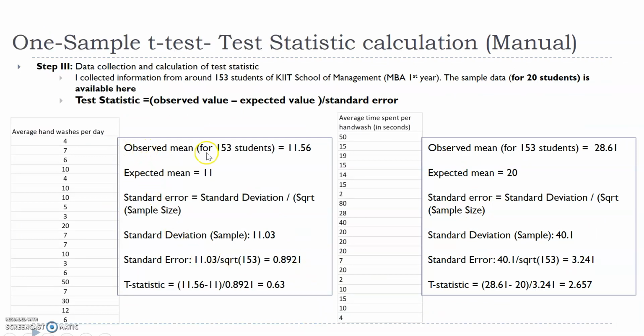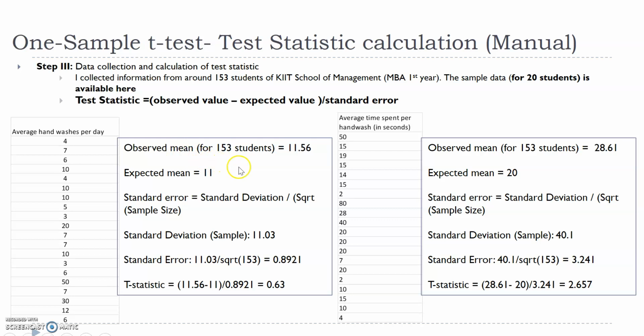Rather than remembering the formula, you should remember that whenever you are calculating test statistics, we are comparing our observed value with the expected value, right? What is the expected value? The expected value is the theoretical value which I got from some research papers or research communications. I have collected data from 153 students, as we discussed, but in this slide I have not shown all the details of the 153 students. I have just taken some representative numbers, 20 of them, but in the calculation I have used all the numbers given by the 153 students.